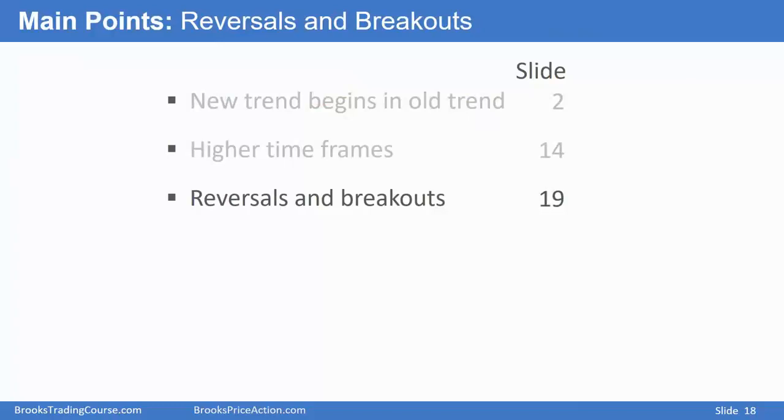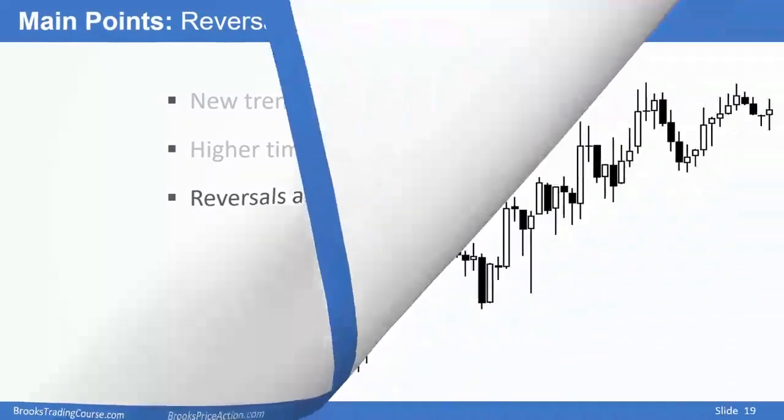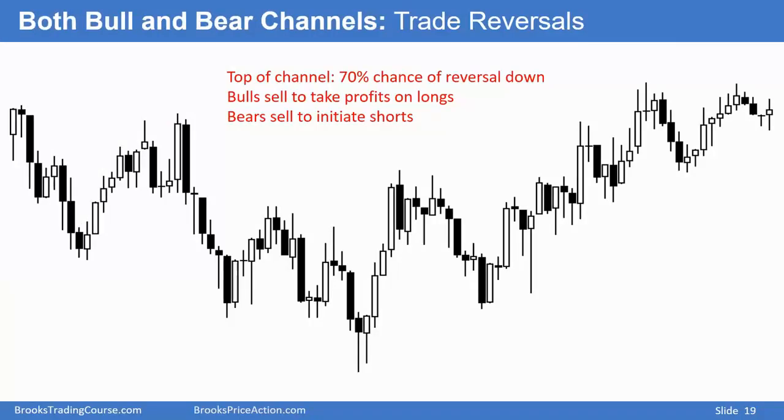I'm going to talk a little bit more about reversals and breakouts. My 70% rule: whenever the market is at a channel, the top or bottom of either a bull or a bear trend, there's about a 70% chance that the market will reverse. Point 1, point 2, 70% chance you'll get a reversal at point 3. Point 1, point 2, 70% chance you'll get some kind of a reversal at point 3.